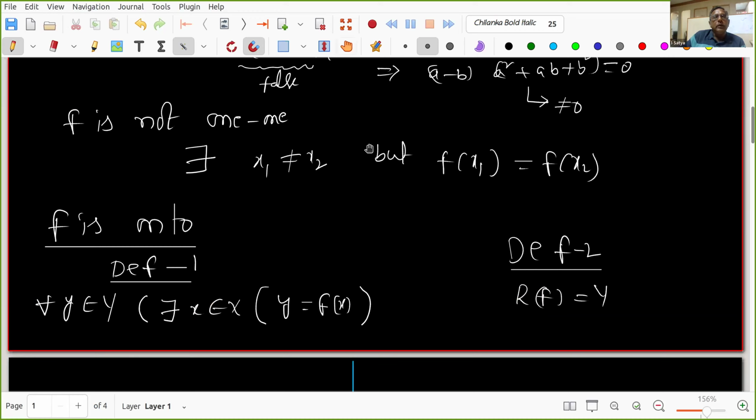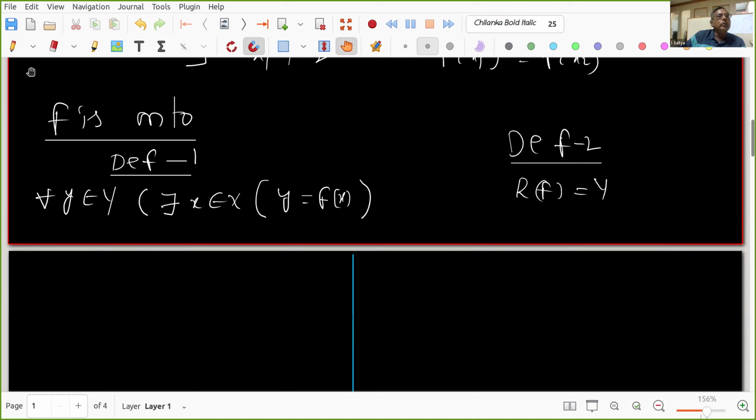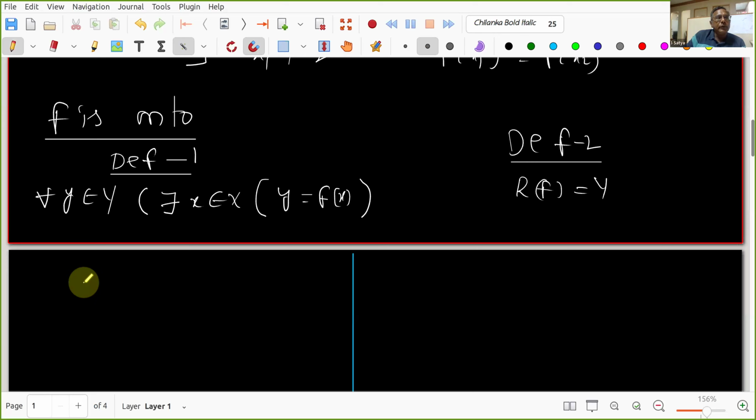right? What do you mean by not onto? We need to ask those questions. F is not onto, right? So this is my statement. What is the negation of this? Onto means given any y in Y, something is true: there is an x, y has a pre-image. So that is not true means there exists a y that does not have a pre-image, right?